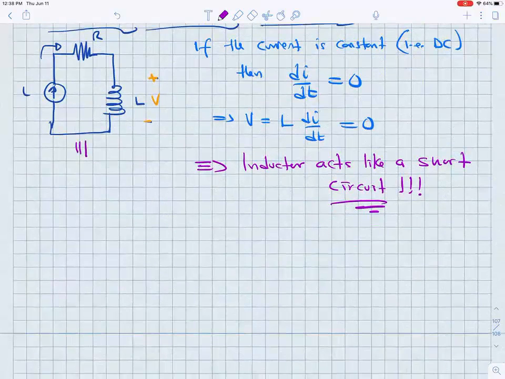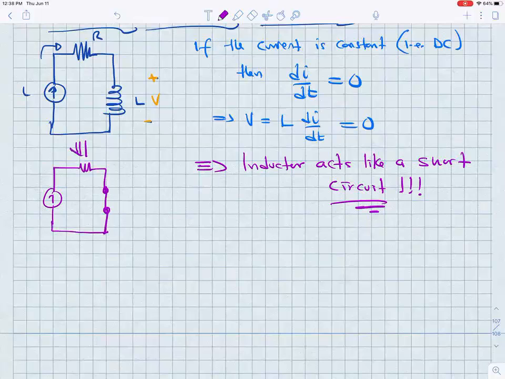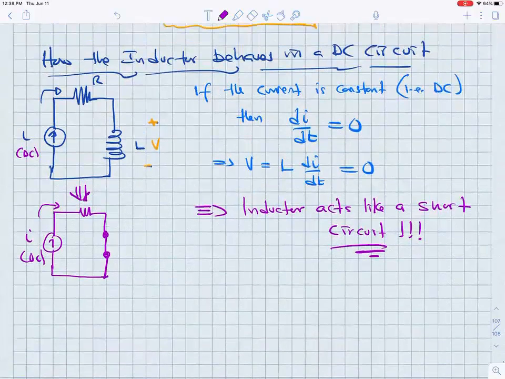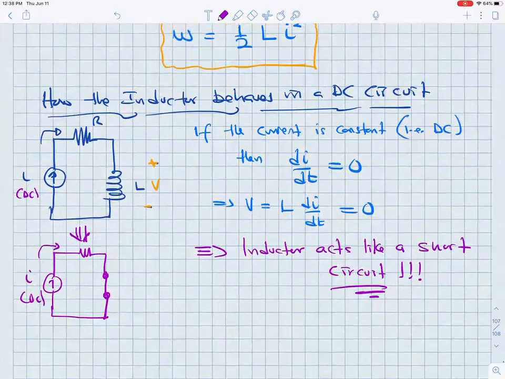It means that this circuit here is equivalent to that, with this behaving like a short circuit. That's what it means, if this is DC and if this current is DC. So the inductor will behave as a short circuit in a DC circuit, and we know the capacitor behaves like an open circuit in DC.